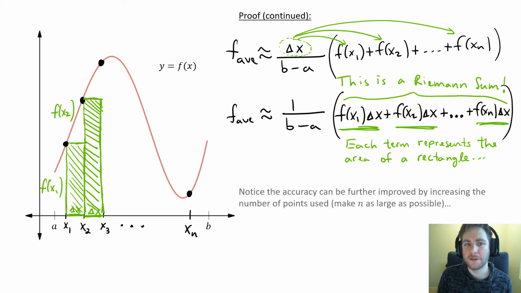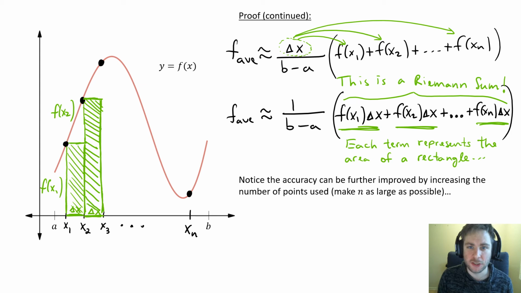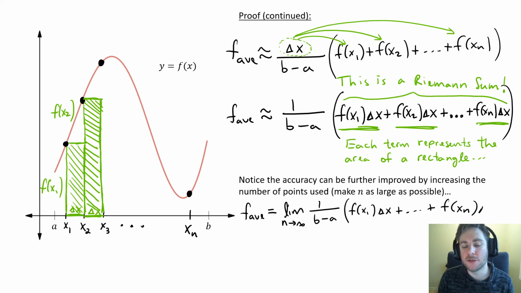Now, another way that we can improve the accuracy of our estimation is by incorporating more and more of these points into our average. Right, because we'd get a better estimation if we took the average of 2 million points than if we took the average of, say, 200 points. So in other words, our estimation would be as accurate as possible if we were to let n approach infinity, since n represents the number of points. So if we take this limit as n goes to infinity, we should end up with the exact value of f_av rather than just an approximation, and that is what we want.